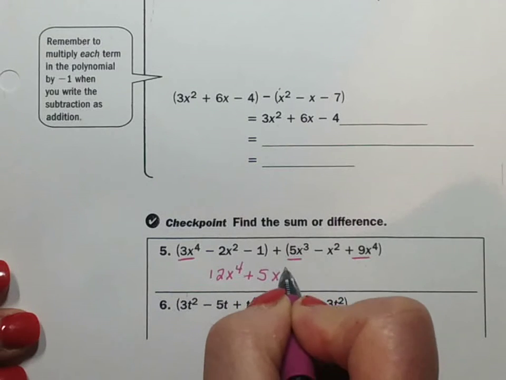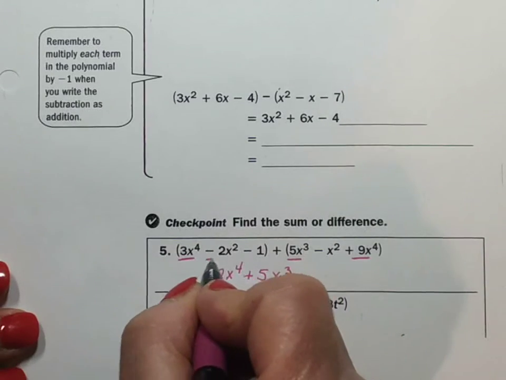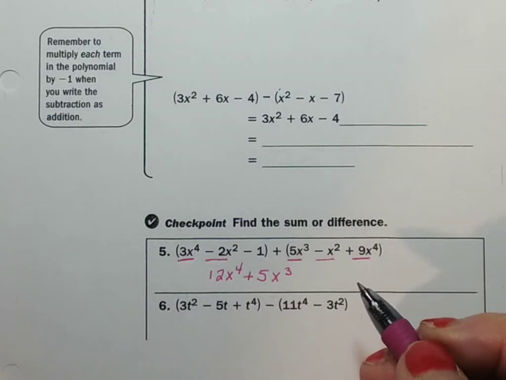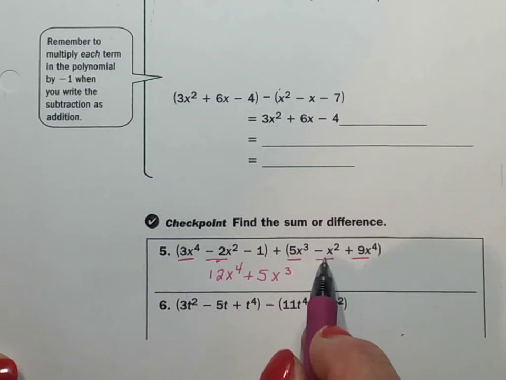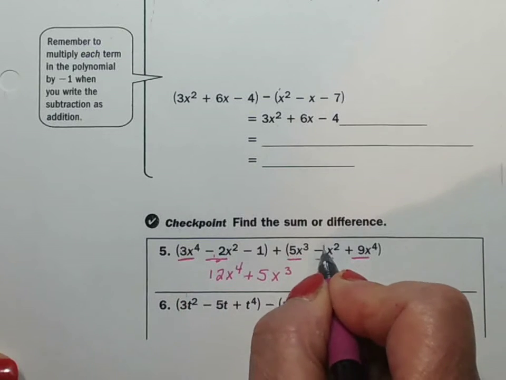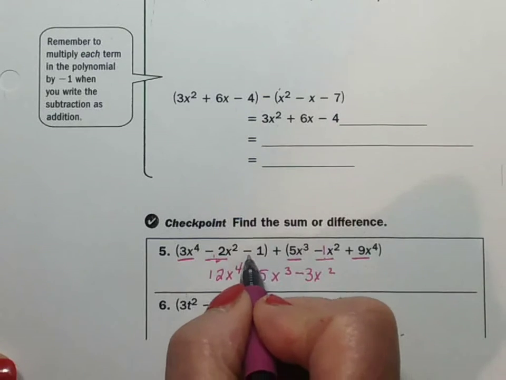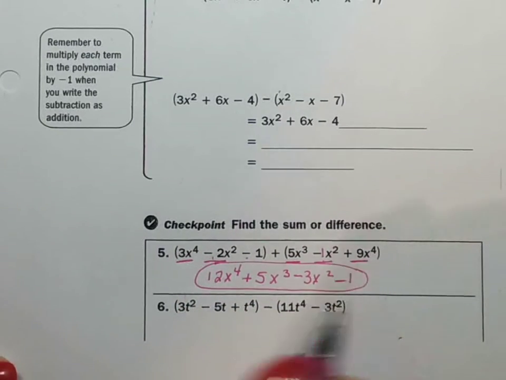Plus 5x cubed. And I usually put little underlines to make sure that I get all my terms. And then here, so here we go. And so we have negative 2x squared and negative x squared. So negative 2, and that's a negative 1. Negative 3x squared. And we have a negative 1 here, minus 1. And that is your answer.